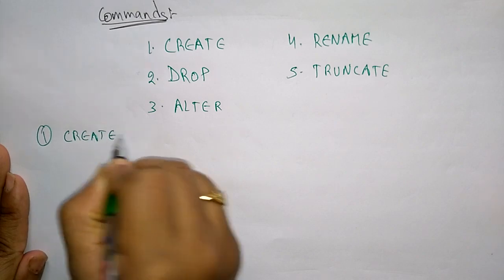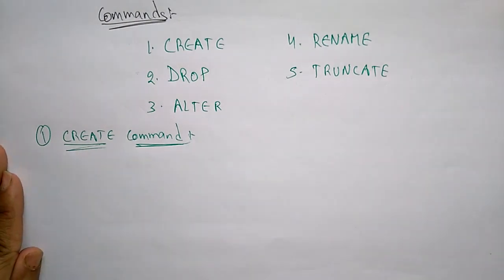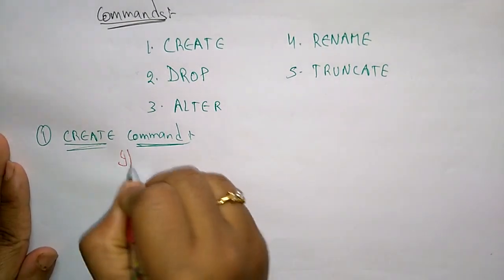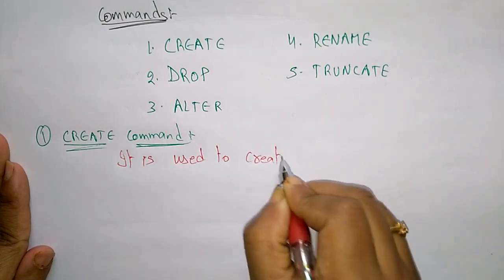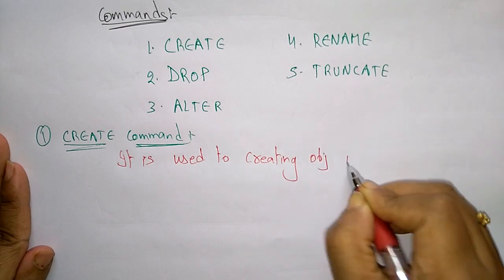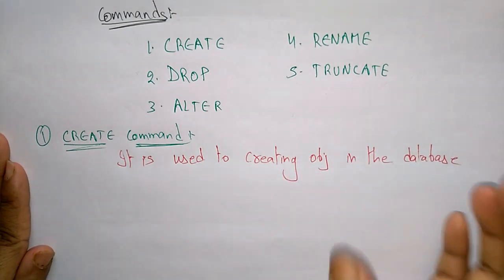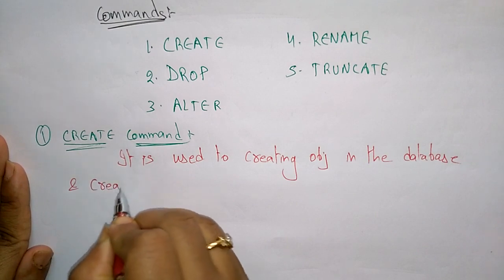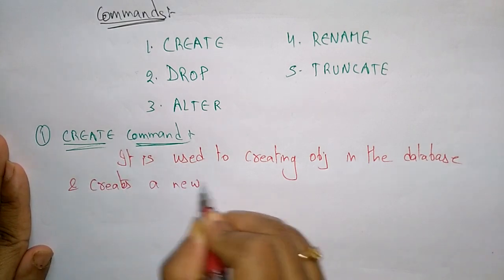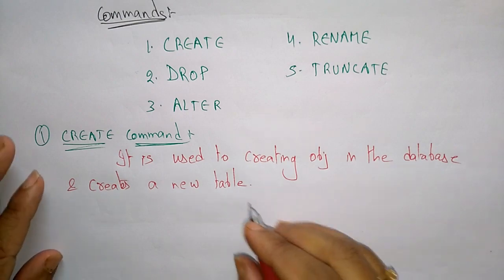Create command. What is the use of the create command? What is the syntax for this? Let us see. It is used for creating objects in the database. So it creates the objects in the database, means it is creating the fields in the database, records in the database, and it also creates a new table. So in the existing table it is used to add the objects, and at the same time it also creates a new table in the database.